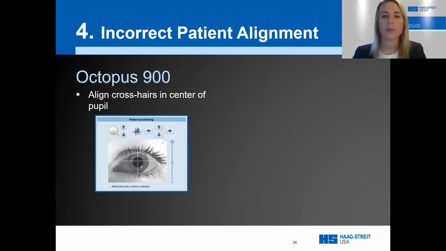When we're talking about eye position, most visual field instruments make it pretty easy. Typically, the goal is to adjust the patient so the cross intersects the center of the patient's pupil. This can easily be done with the up, down, left, and right arrows that adjust the forehead and chin rest.